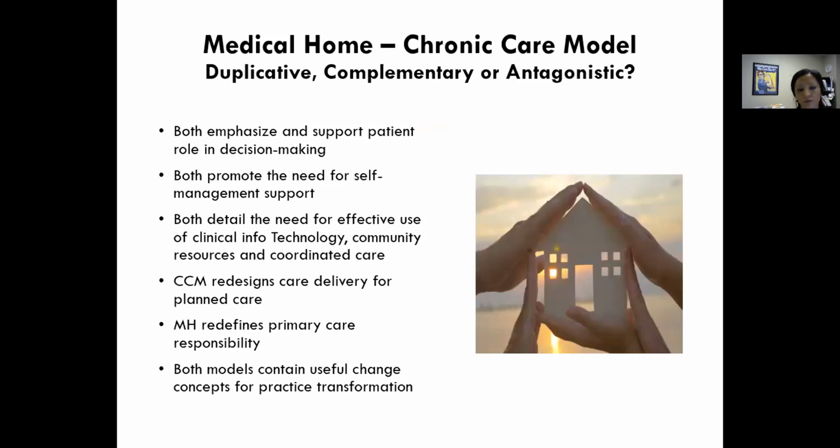The chronic care model redesigns care around that planned visit. The medical home is now picking that up also. But the medical home, which is very important, redefines primary care as the home that is responsible for all of the patient's care, for coordinating everything that goes on with them. So both models contain useful change information and practice transformation information, and they are very complementary, and they do duplicate each other quite a bit. So not to worry that you're dealing with two different models.